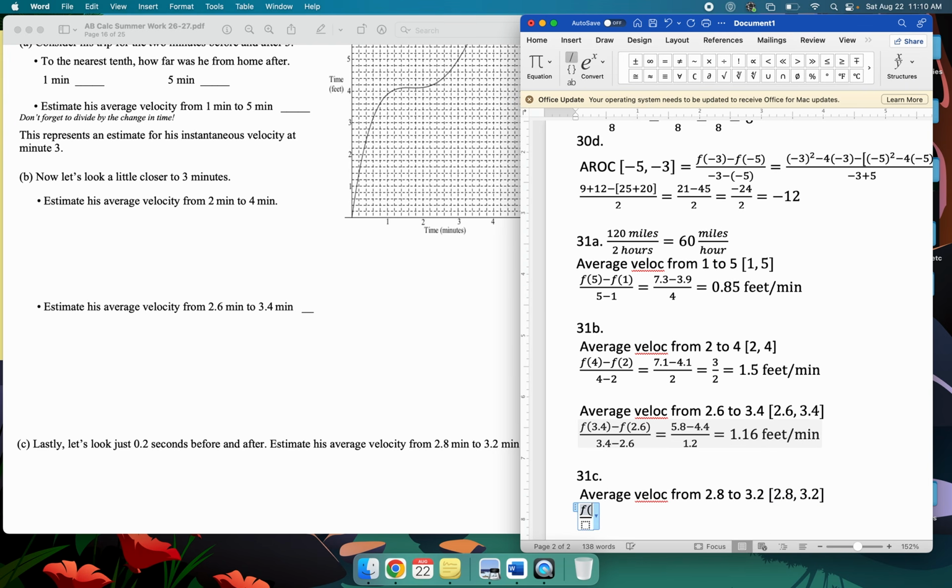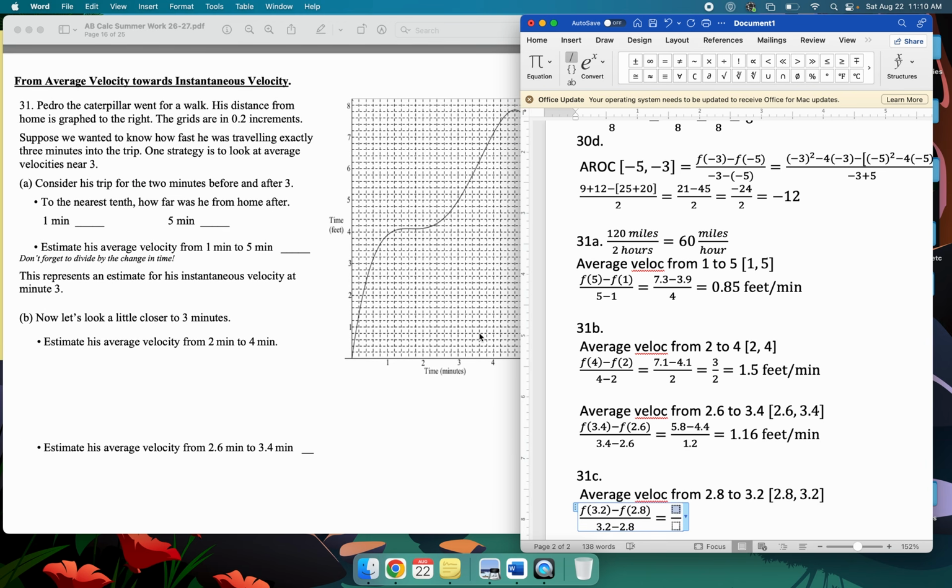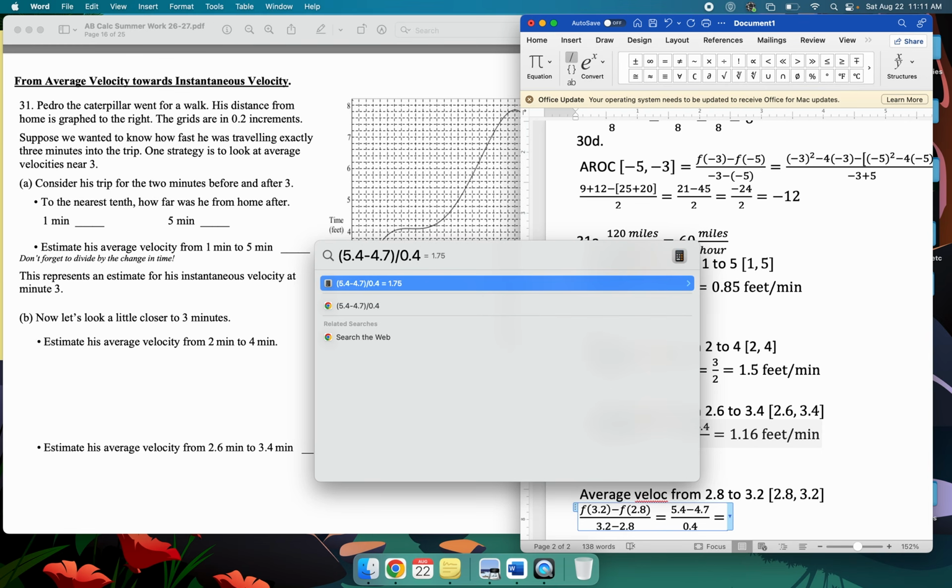The average velocity over that time interval is f of 3.2 minus f of 2.8 over 3.2 minus 2.8. Let's look at the graph. 3.2, I think that's right here. I think that's going to be 5.4. F of 2.8, I think that's right here, and that's 4.7. Over 3.2 minus 2.8 is 0.4. So 5.4 minus 4.7 divided by 0.4 is 1.75.